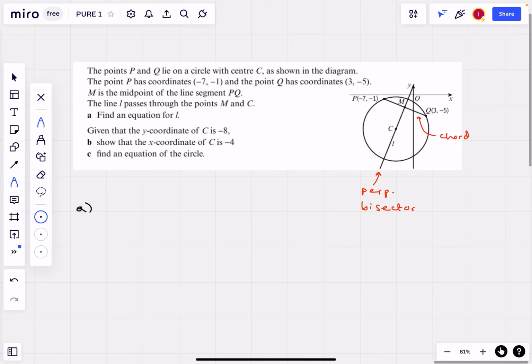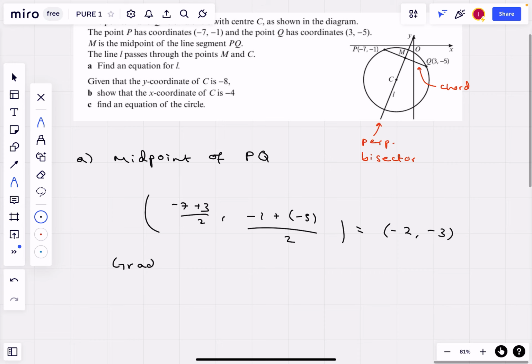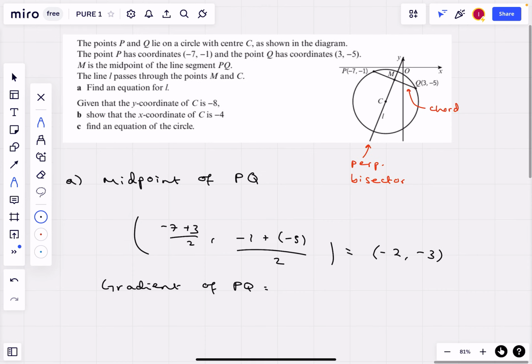So to work out equation L, I want you to first work out the midpoint of PQ. What do you get? You should get minus 7 plus 3 over 2, minus 1 plus minus 5 over 2, which gives you (minus 2, minus 3). Okay. Then you want to work out the gradient of PQ. Can you try that? Should have done minus 5 minus minus 1 over 3 minus minus 7, which gives you minus 2 over 5.